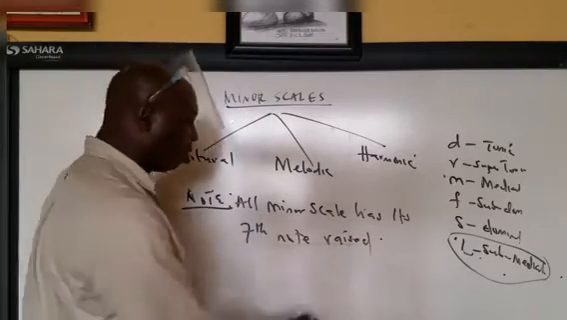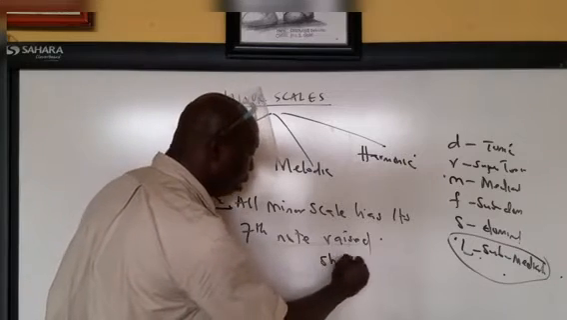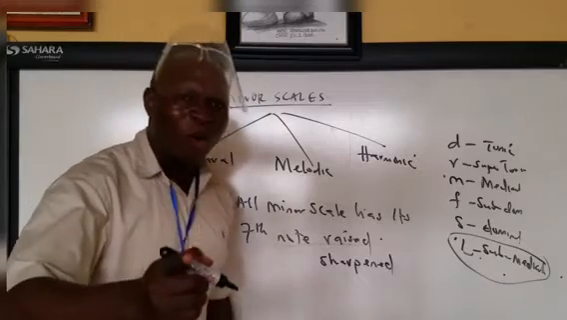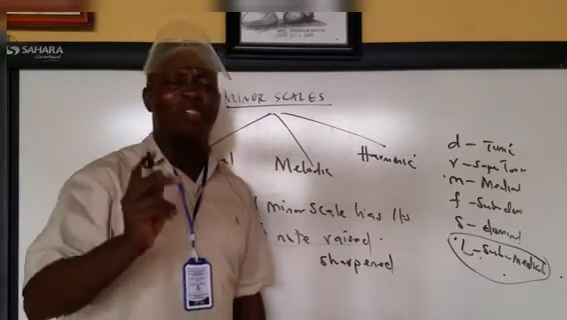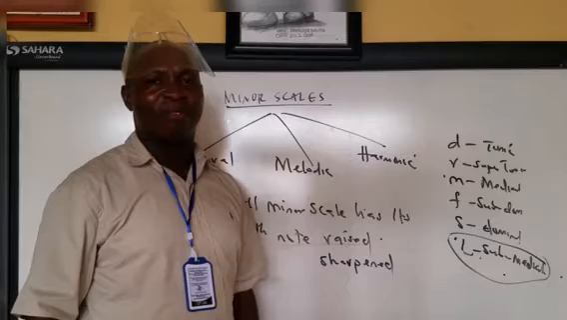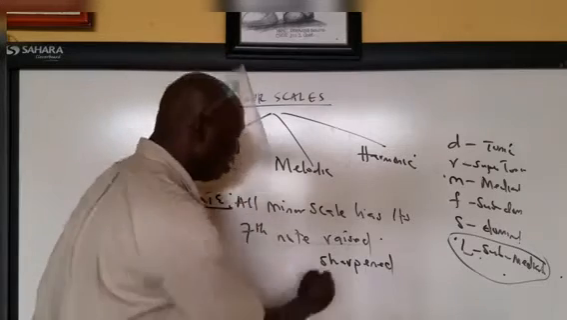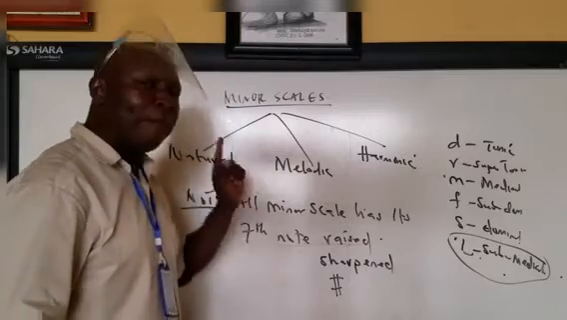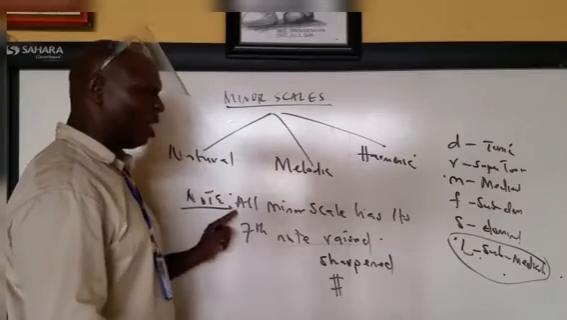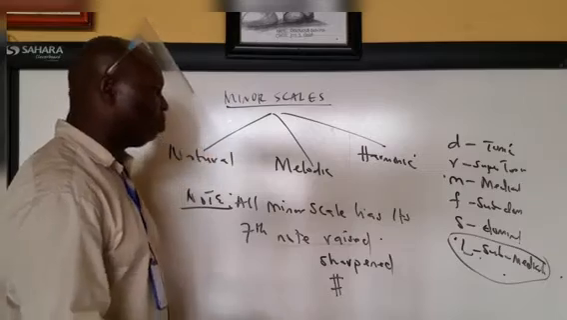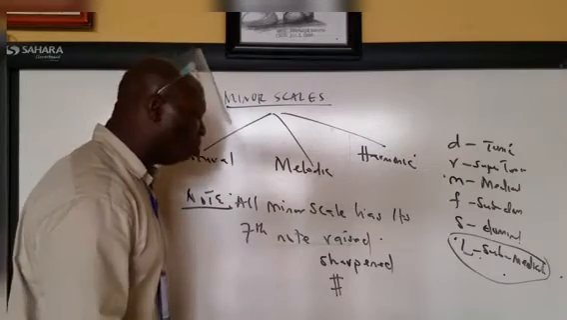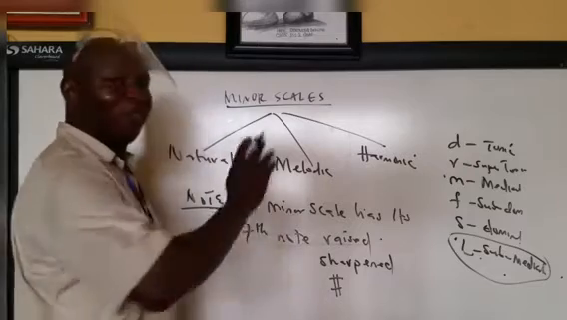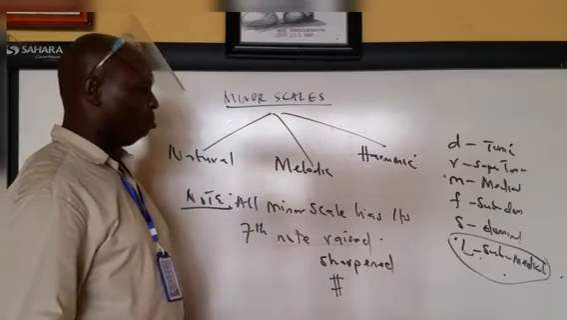You can use the word sharpened for the seventh note. What accidental raises a note by a semitone? A sharp. That's the sound of a sharp. So when you're constructing a minor scale, it's very important to note that all minor scales have the seventh note raised, that is, sharpened. Take note of this about the minor scale.